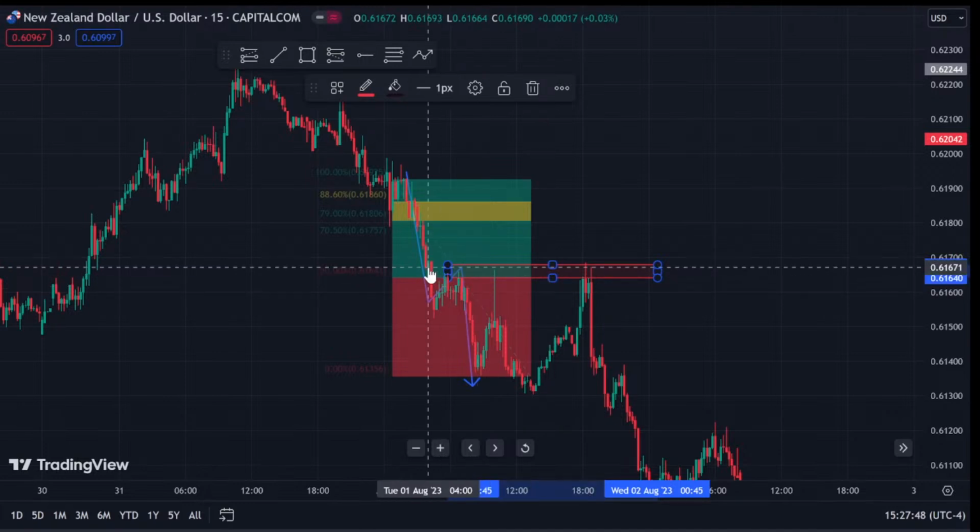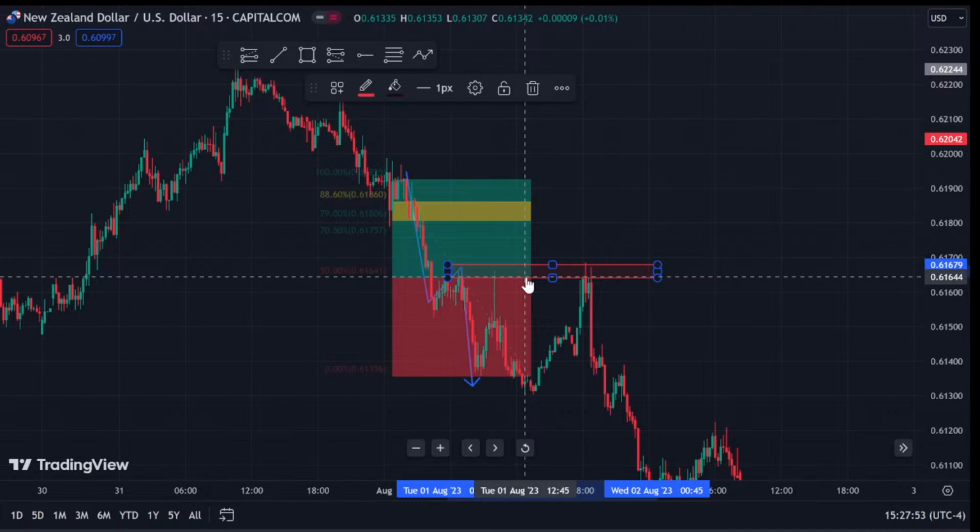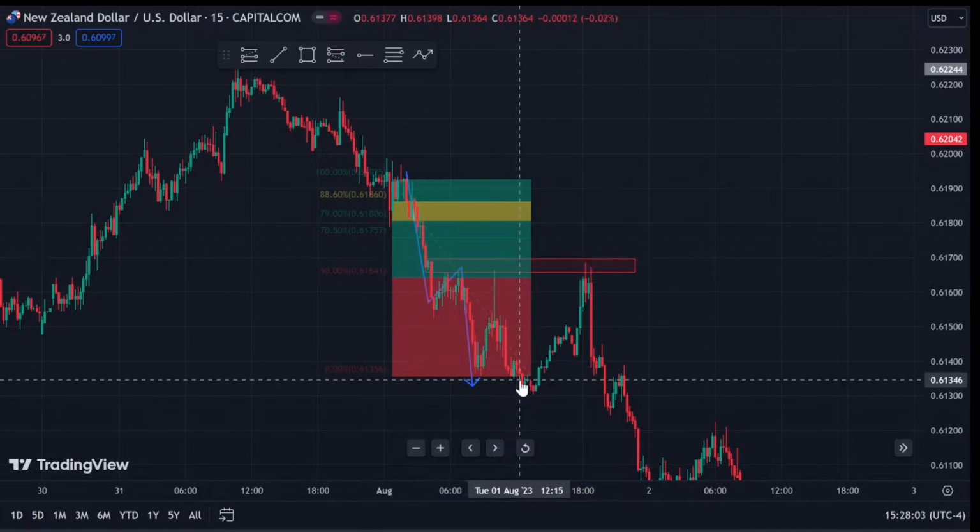So we shall consider this one because this one is below, so we shall not consider that. So consider that zone as our supply zone. So the market came, tapped into it, and then started moving down. Our TP is right here, our entry is right there. We can put them on.